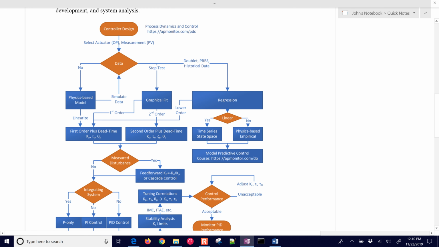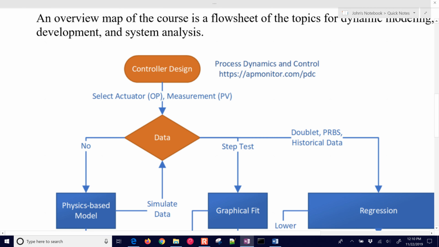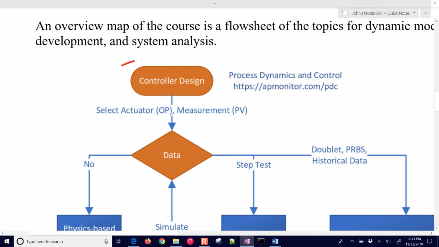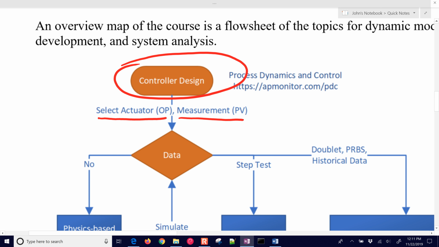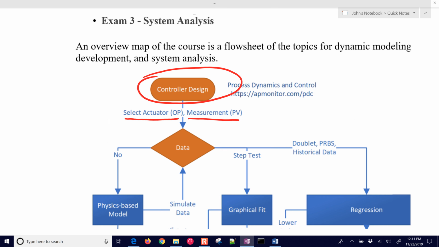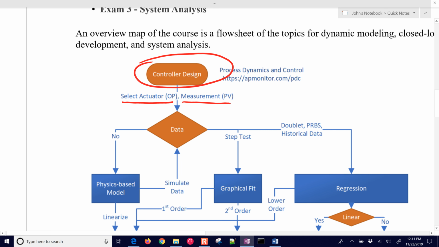So we start with controller design right here at the top, where we select things like our actuators and measurements. And these are going to be things like a process diagram that indicates the location of transmitters and actuators. And then we also have things like block diagrams that indicate the flow of information in a control loop. So we have a decision right at the beginning whether we have data or not.